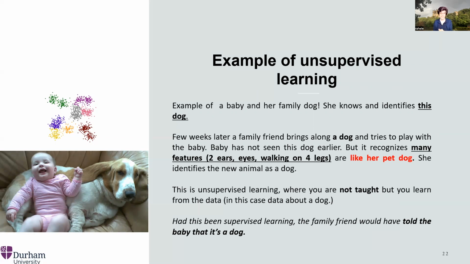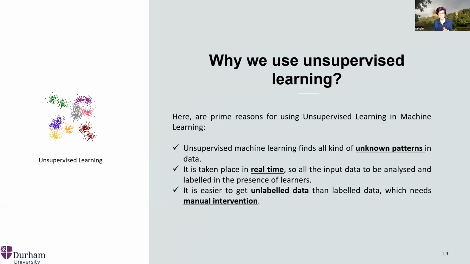So this is not taught. Otherwise, as soon as we brought the dog, we would have to say, oh, it is a dog, and that is a kind of introduction, but it doesn't need that step. So if we don't have the labels or we don't know the patterns, it's good to use unsupervised learning and wait to see if it can find the information hidden in our data, and it can work in real time.